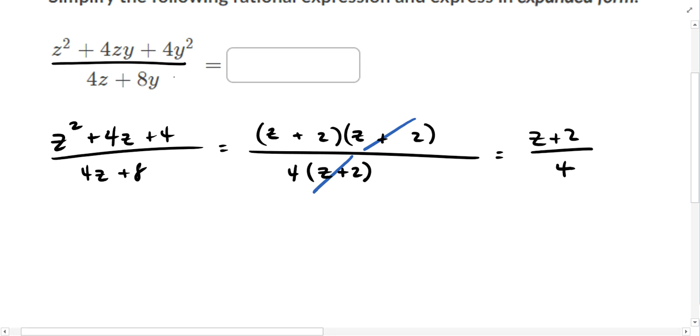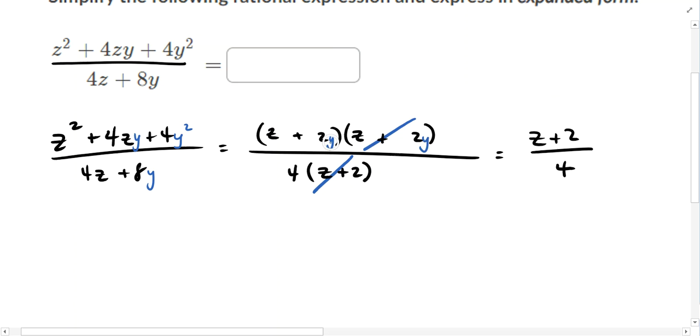As it turns out, and many times, if there is a y component, we can still use essentially the same techniques. The only major difference here is we have to ask ourselves if z times z would equal z squared, then 2 what times 2 what would give us 4y squared. And that's easy. That's a simple fix. 2y times 2y would give us 4y squared.